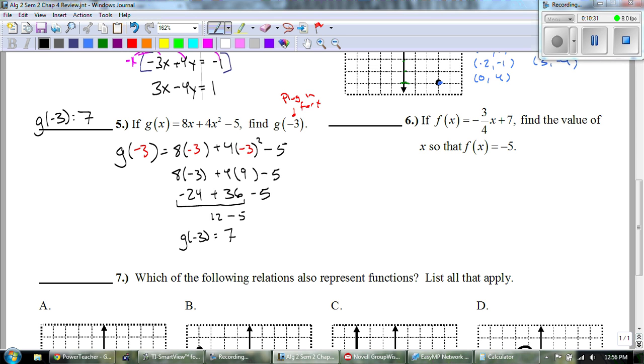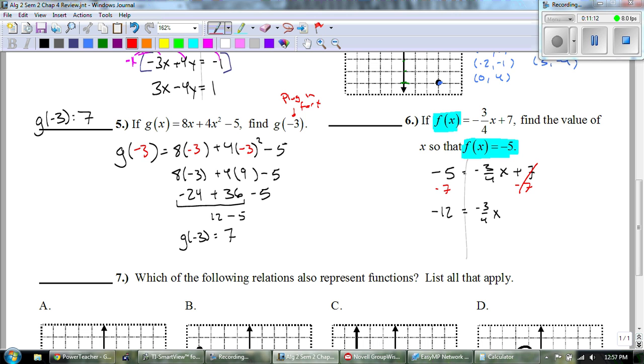Okay, that's when they tell you what to plug in. And in the next one, they're telling us that f of x, I want that equation to equal negative 5. So wherever my f of x is, that's where I plug in negative 5. And then the rest of the equation stays the same. So now if I want to find out what x is, I just have to solve. To solve for x, we would want to subtract the 7 from both sides. Negative 5 minus 7 is negative 12.